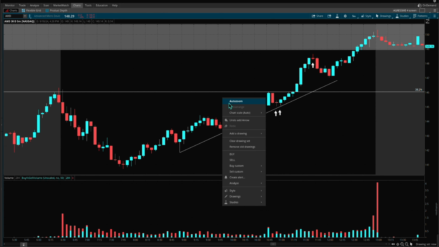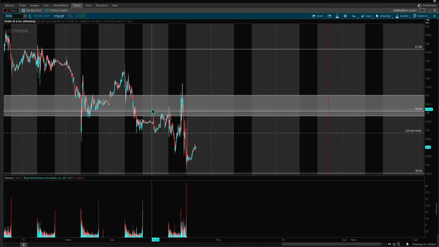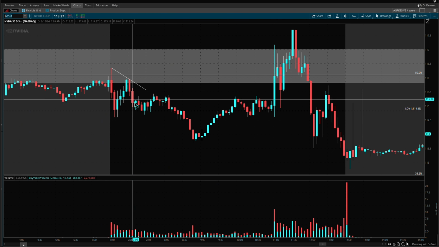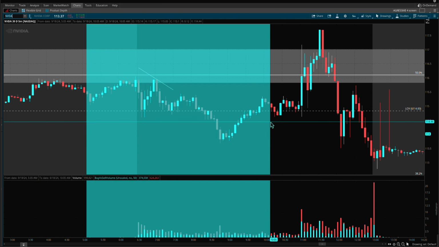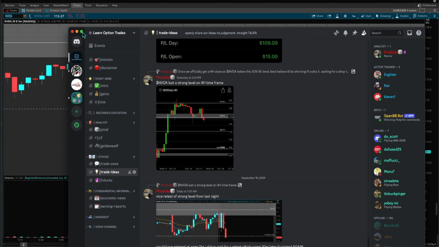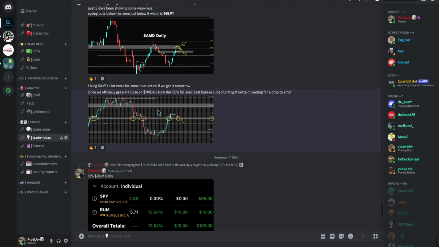Now let's talk about Nvidia real quick to show you guys why I took puts right at open, why I didn't take it the second time we retested the general area, and how I even spotted this in general, because that's very important as well. Now I am going to pull up the Discord again to show you guys on the trade ideas tab what I looked at and what I was looking for.